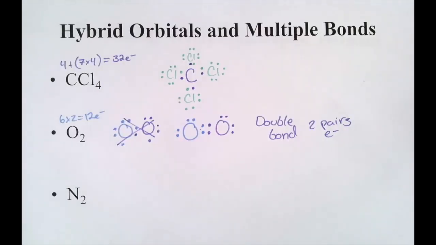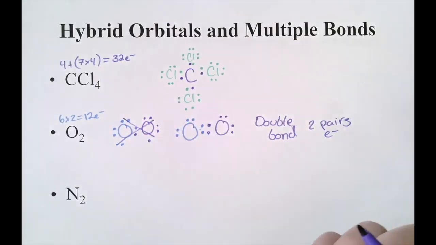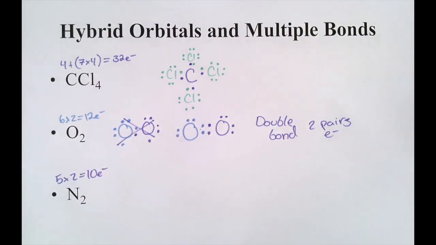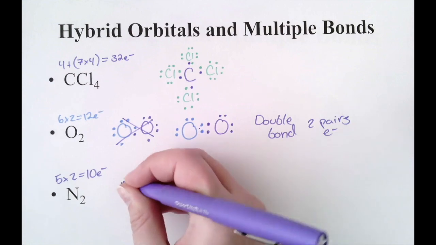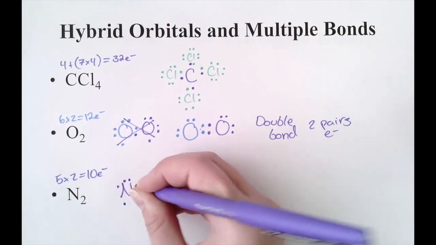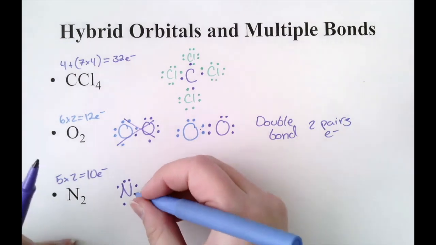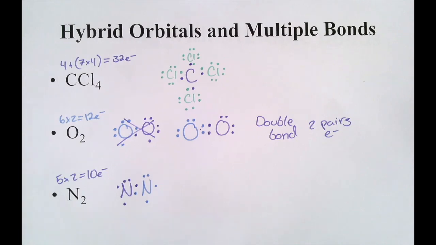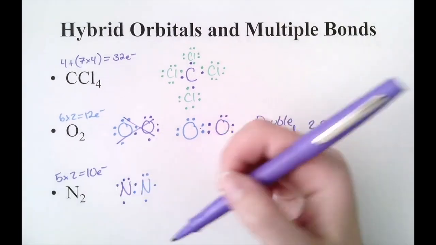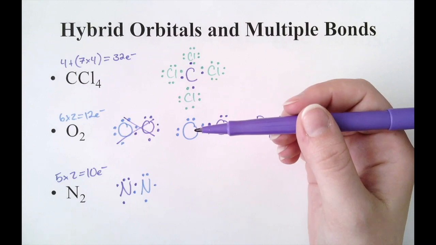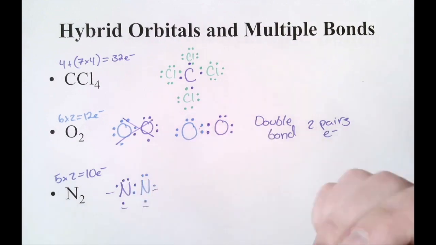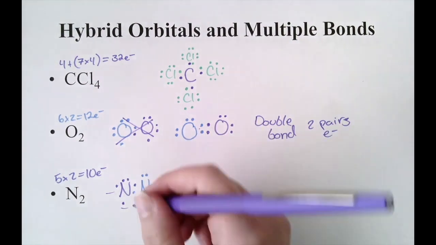Now let's take a look at nitrogen. Each of our nitrogen atoms is going to have 5 valence electrons times 2 for a total of 10 valence electrons. So let's start. Here's my first one. Now, again, we can see each of our nitrogens still have unpaired electrons here. So what they're going to do is they are also going to share multiple pairs of electrons.